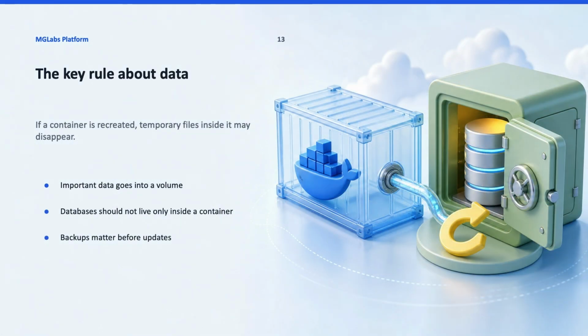The most important practical rule is this. A container can be deleted and recreated. That is why important data should be stored separately, for example, in a volume. This is especially important for databases, user files, and service settings.